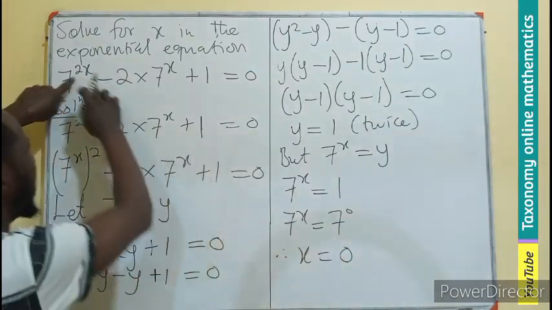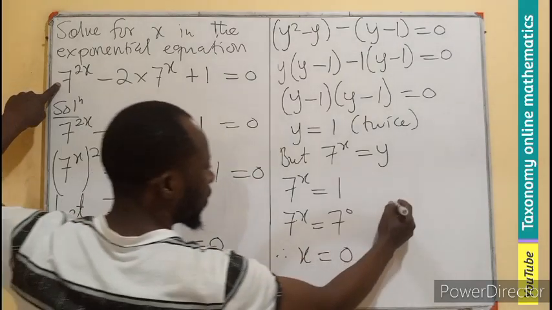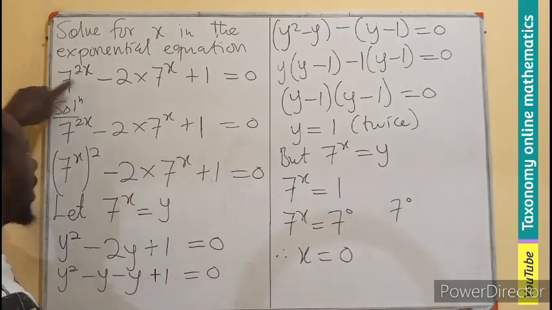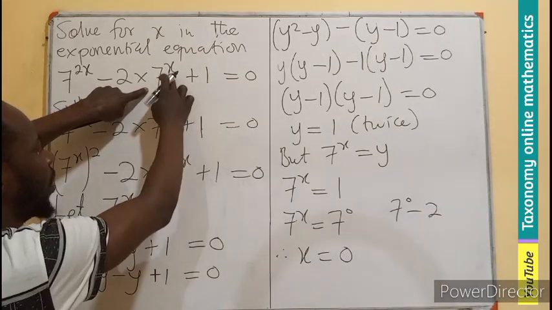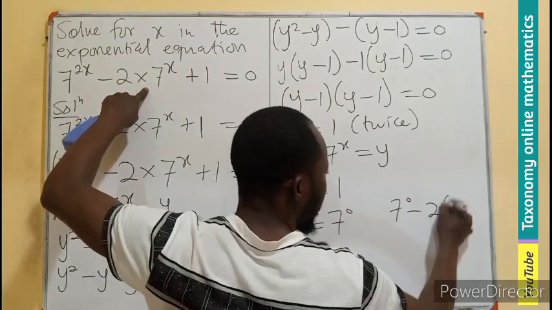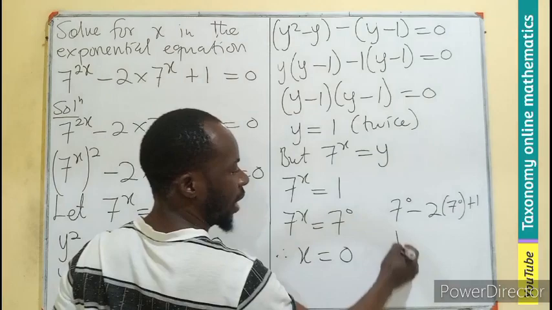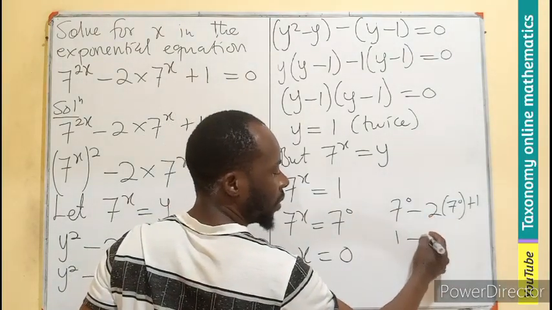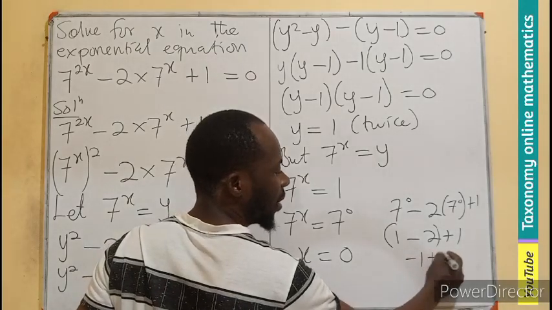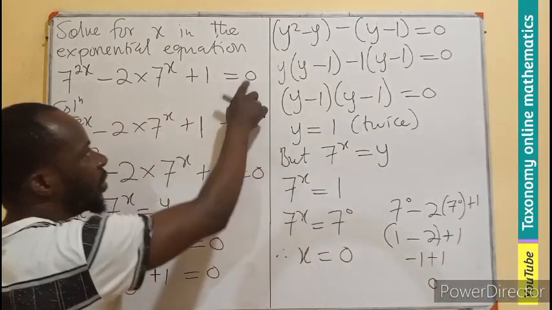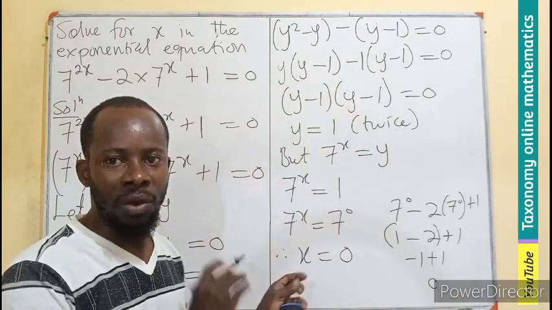Let's check. If you put 0 here, 0 times 2 will give us what? 0. So it means 7 exponent 0 in this case, minus 2 times 0 here, making this one also 7 exponent what? 0. Then plus 1. This is 1, this is 1 times 2, plus 1. This gives you negative 1 plus 1, and that is what? 0. It makes the left side the same as the right. I believe the concept is clear.